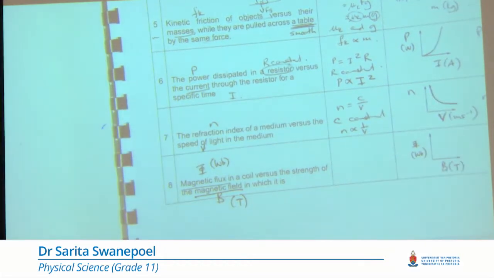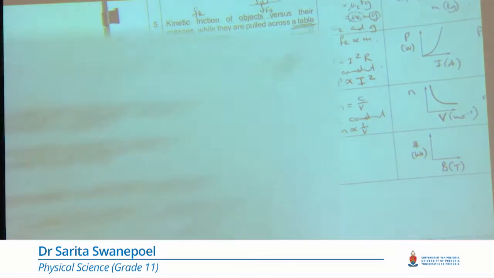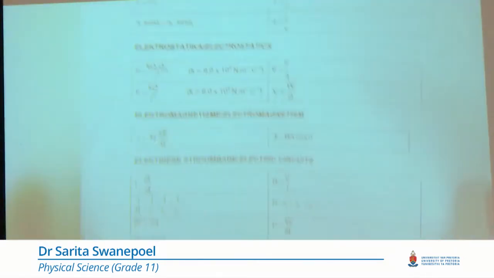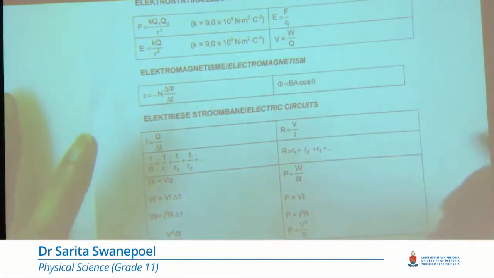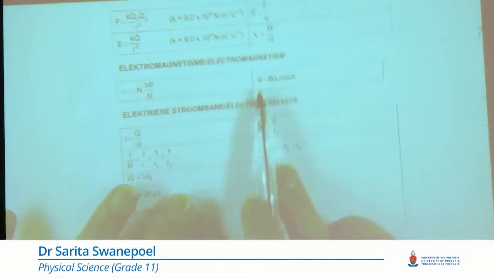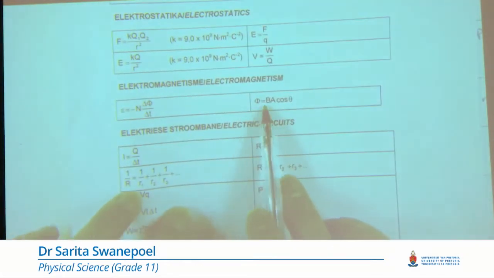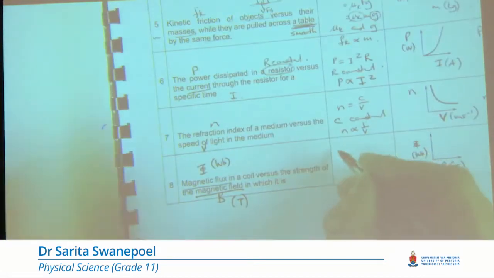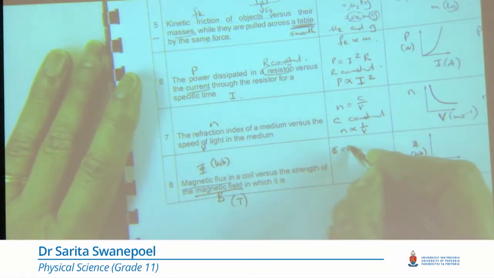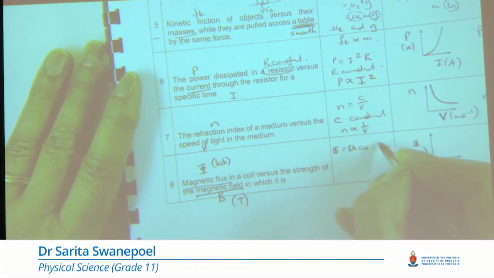Right, and now for those who can't remember, fortunately, the Department of Education issues you with a nice information sheet. So there it is. Phi equals BA cos theta. Phi equals BA cos theta.